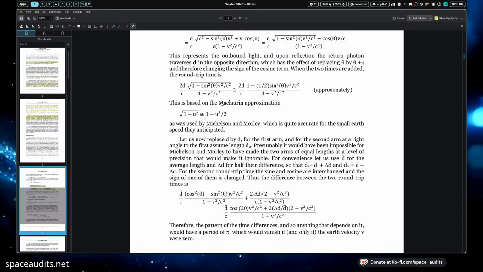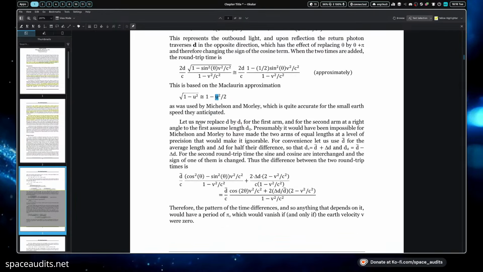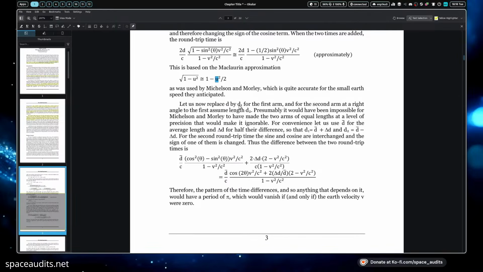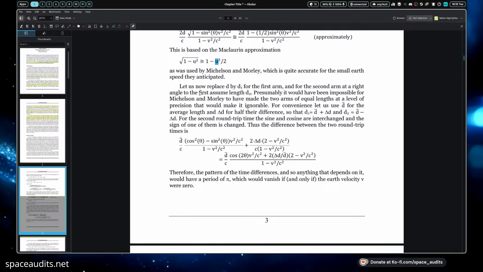So based on the Maclaurin approximation, we have the square root of 1 minus u squared, which is essentially equal to 1 minus u squared over 2. I think u in this relationship is velocity. This was used by Michelson and Morley, which is quite accurate for the small speed that they had anticipated. Compared to the speed of light, Earth's velocity of 30 kilometers a second is like 0.001% of it or something, if you round it to 300,000.